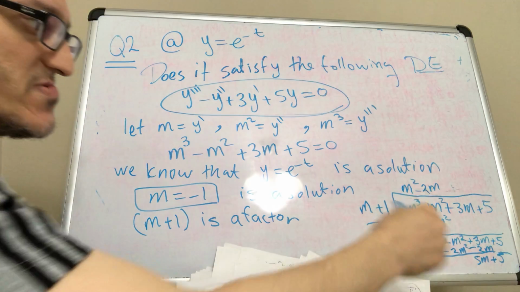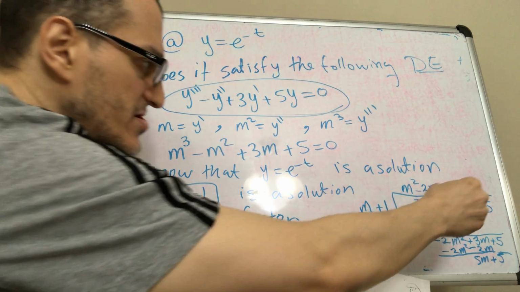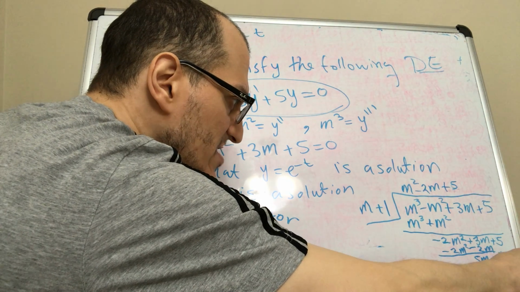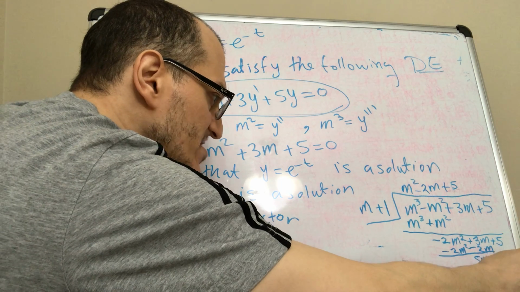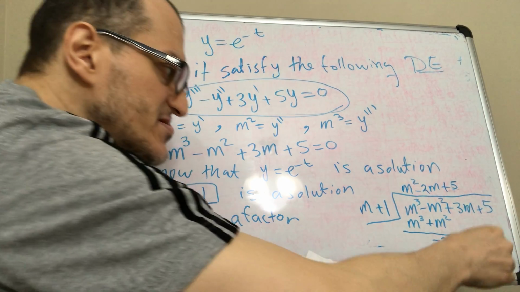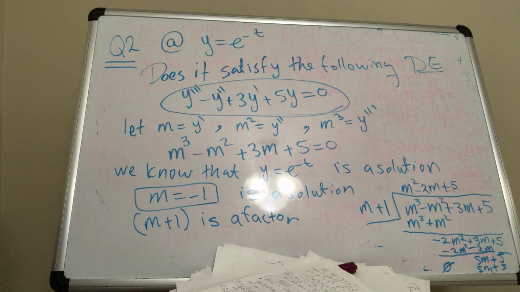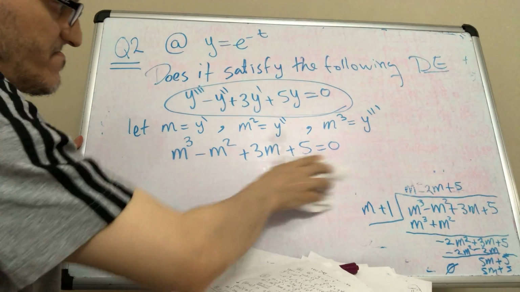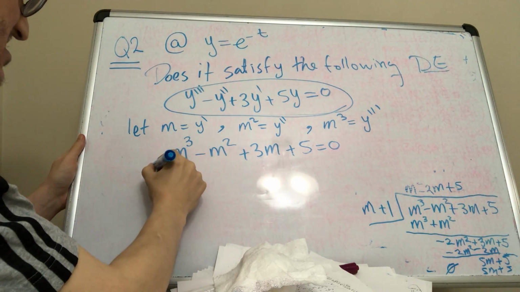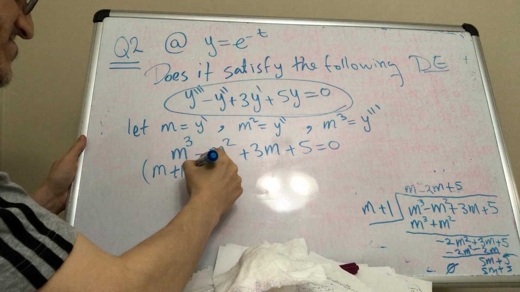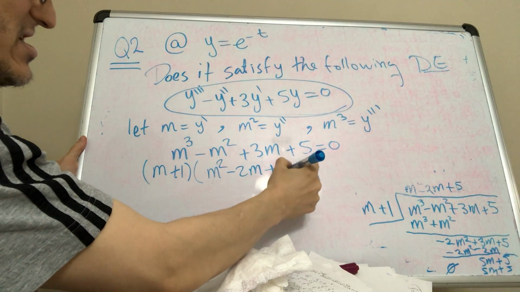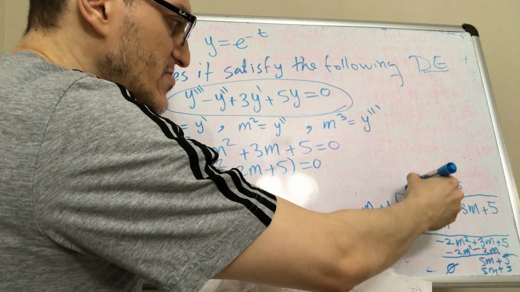We take first term over first term. 5m over m is 5. We multiply. 5 times 1 is 5. And 5 times m is 5m. And when you minus them, it gives you 0. So this is the other factor. So now I know that I can write this as the factor m plus 1 and the other factor m squared minus 2m plus 5, which is the one we get from here.